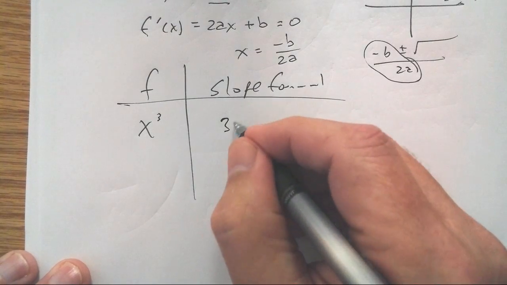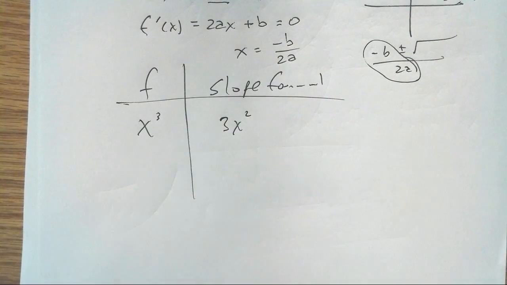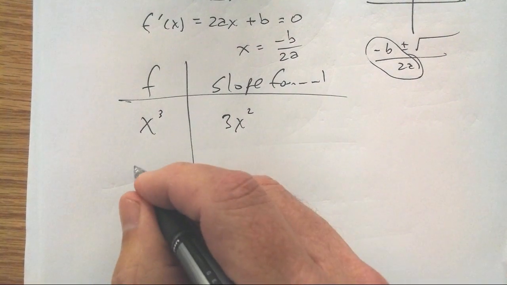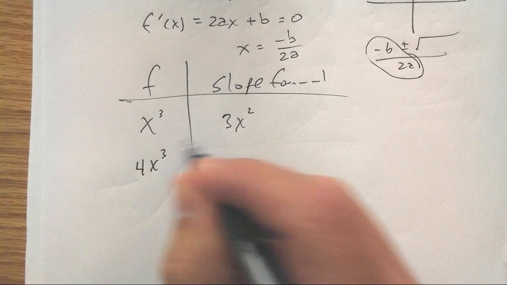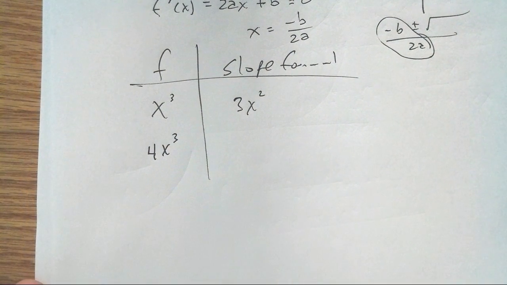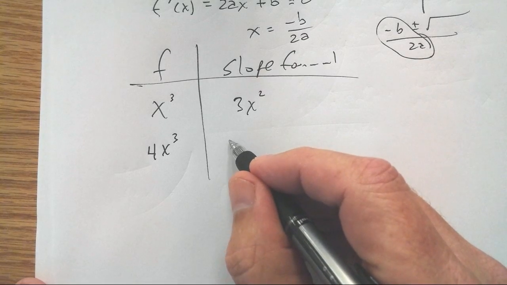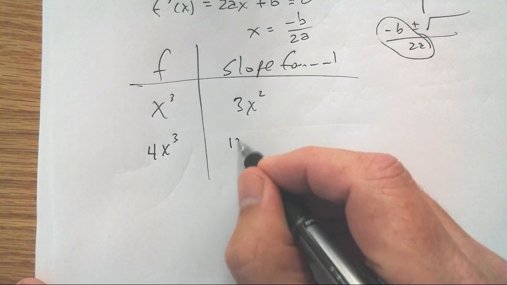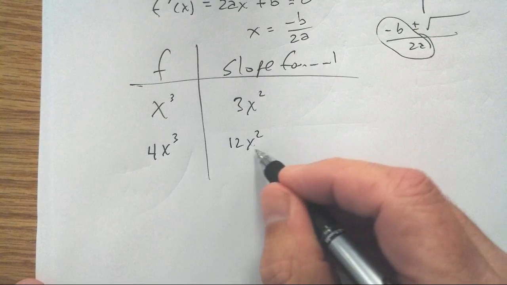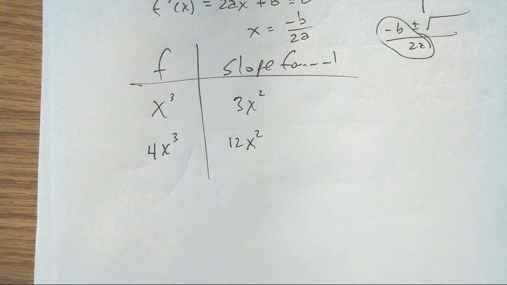Hands if you had 3x squared. About a third of the class. Hands if you had 3x. Yeah, I think I would have been in that camp right there. It's 3x squared. How about 4x cubed on the count of 3? 1, 2, 3. 12x squared. It's three times as tall, right? 3 times as tall. 12x squared.